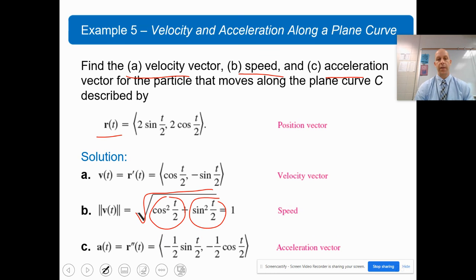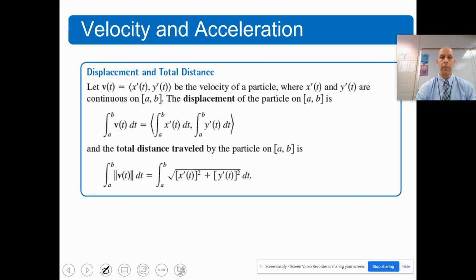And then last but not least, the acceleration, which is the second derivative. So we have to do the derivative of the derivative. We're going to get (negative 1 half sine t over 2, minus 1 half cosine t over 2). And then you can probably figure out the rest of this. So we've got displacement here and total distance. The nice thing is these vector valued functions extend very nicely from what we already know from other topics. And that brings us to the end.